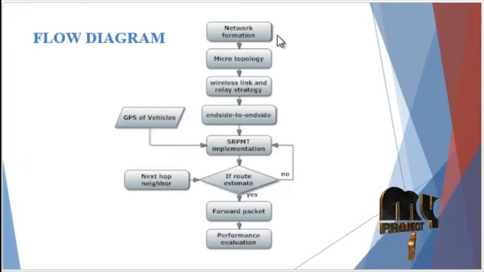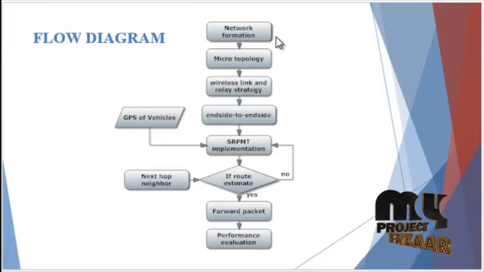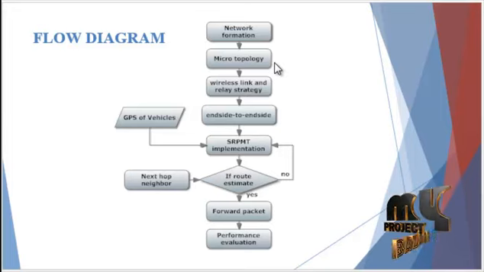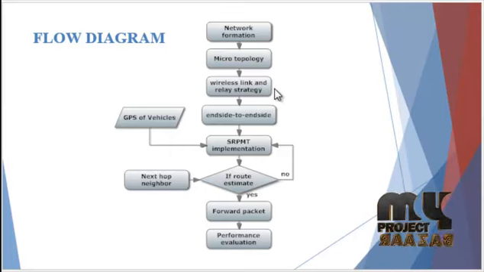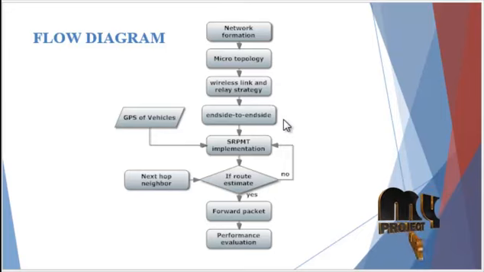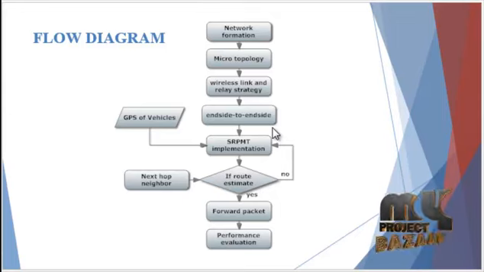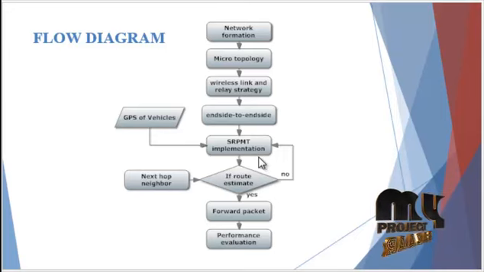Now see the flow diagram. First, the network is formed, which consists of a number of vehicles. It is declared as a microtopology, that is, the number of wireless links and the relay strategy are included in this microtopology. After that, the street-to-street framework is created, that is, the street is divided into segments between the number of vehicles.